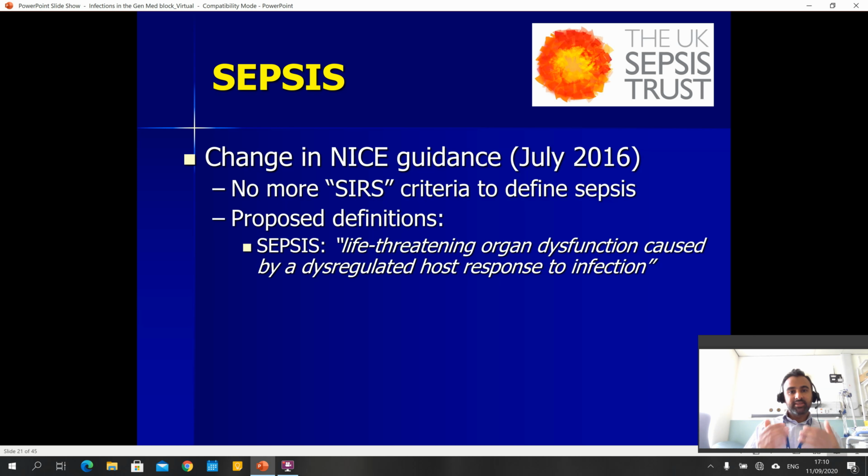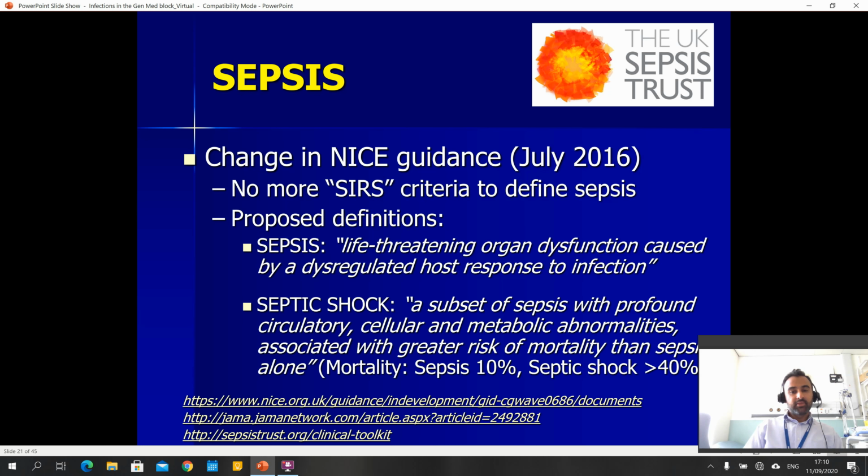When thinking about sepsis, sepsis itself is life-threatening organ dysfunction caused by the host response to infection, the dysregulated host response. So sepsis isn't in and of itself because of the organism, it's the host's reaction to the organism. And then the worst part of sepsis is septic shock, which is a subset of it, which causes profound circulatory, cellular, and metabolic abnormalities. And the problem with this is that the mortality is much higher than sepsis alone. Sepsis mortality is 10%, but septic shock is over 40%. And there's a reference there to look into this in more detail.